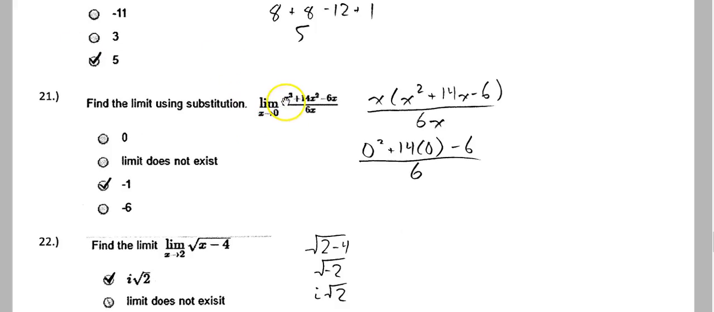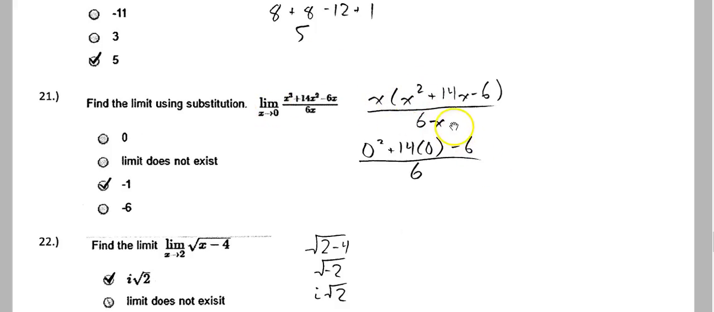Now on number 21, you can't plug in the 0 right away because you would end up with 6 times 0 on the bottom, which is an undefined fraction. So instead, always look for any factoring and canceling you can do first. On the top, I see a GCF that we can take x out, which means we can cancel the x's on the top and the bottom.